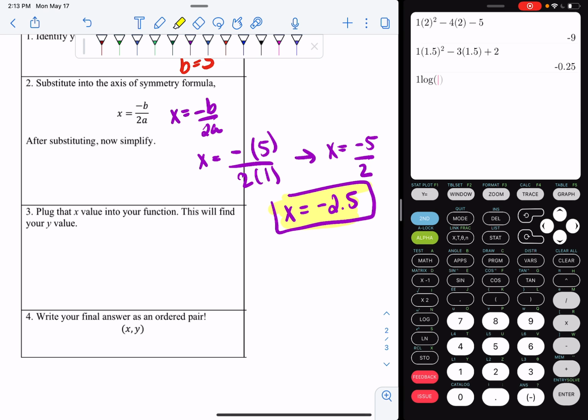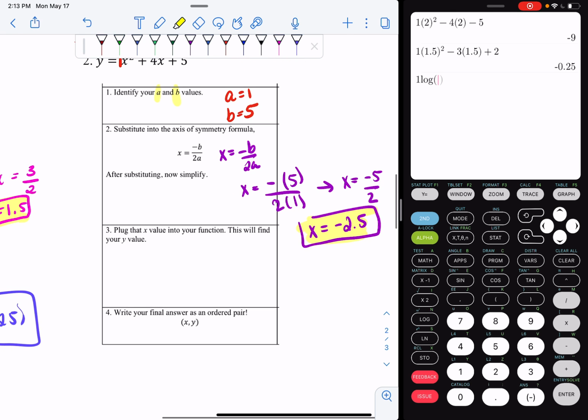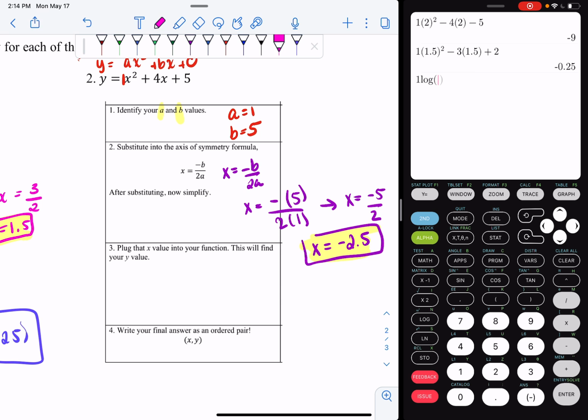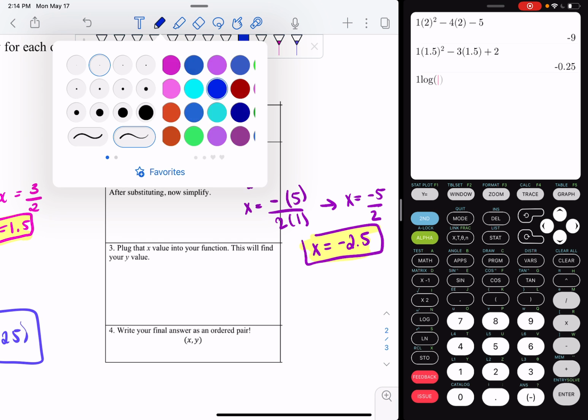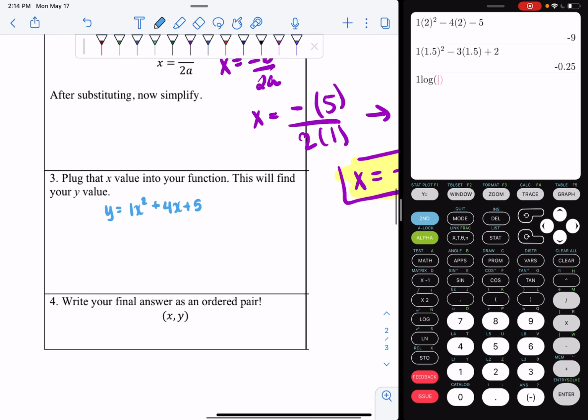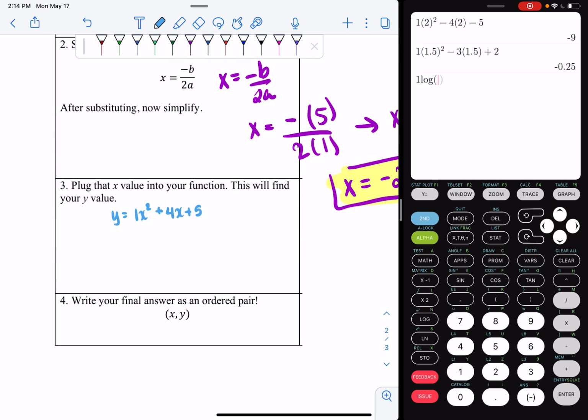Part 3 says plug that x value into your function. This will find your y value. So I'm going to plug in that negative 2.5 everywhere I see an x. So we know our equation is 1x squared plus 4x plus 5. And everywhere I see an x, I'm going to plug in a negative 2.5.